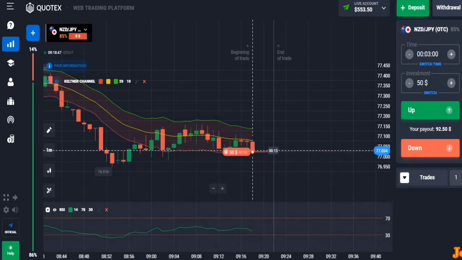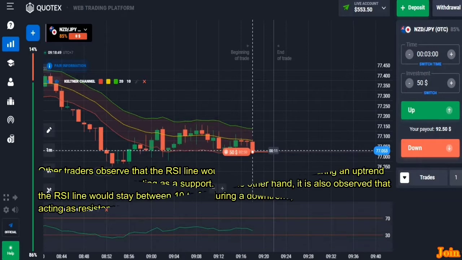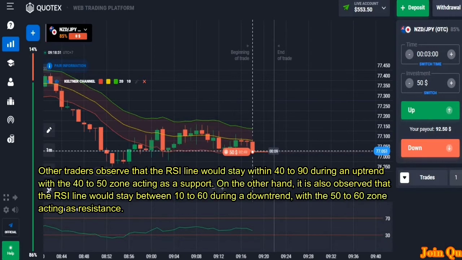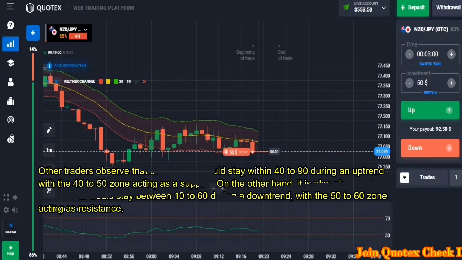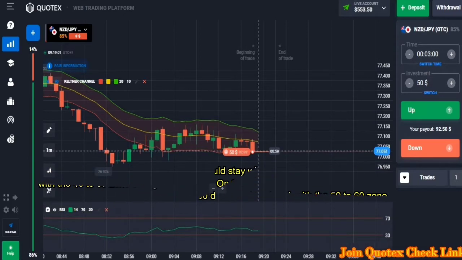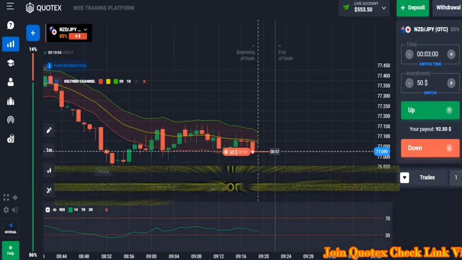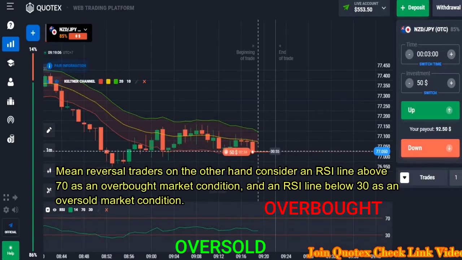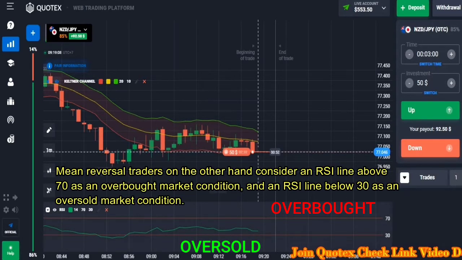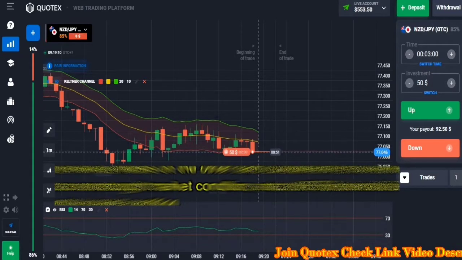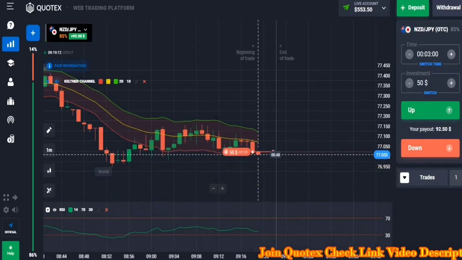Other traders observe that the RSI line would stay within 40 to 90 during an uptrend, with the 40 to 50 zone acting as a support. On the other hand, it is also observed that the RSI line would stay between 10 to 60 during the downtrend, with the 50 to 60 zone acting as resistance. Mean reversal traders, on the other hand, consider an RSI line above 70 as an overbought market condition, and an RSI line below 30 as an oversold market condition.